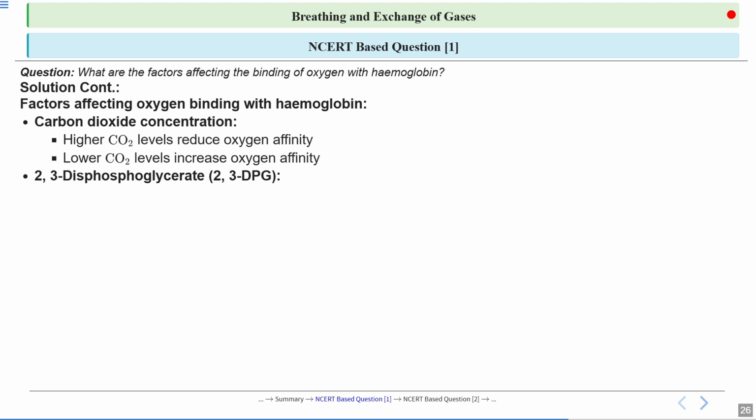2,3-diphosphoglycerate. This is one of the substances that regulate the release of oxygen from the oxyhemoglobin when it reaches the tissue. So a higher level decreases the oxygen affinity and is important for oxygen delivery to the tissue. This substance is regulating the dissociation of oxyhemoglobin to oxygen and hemoglobin. So oxygen will be released to the tissue.